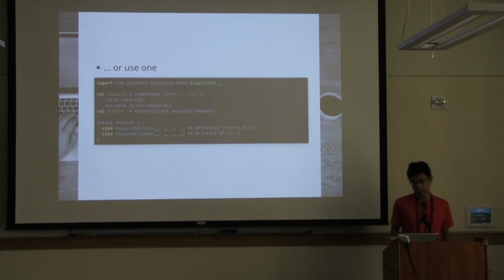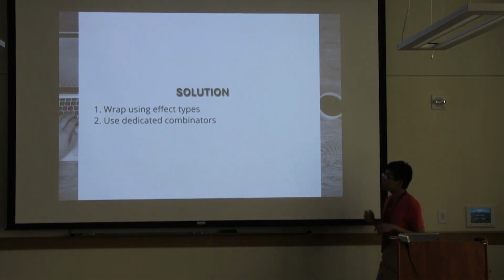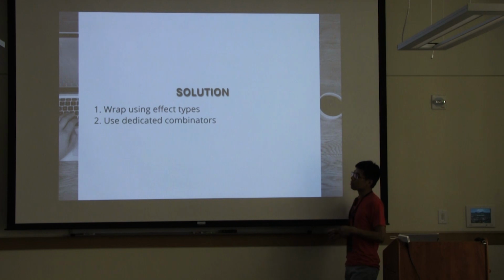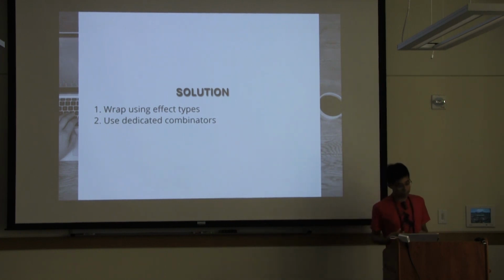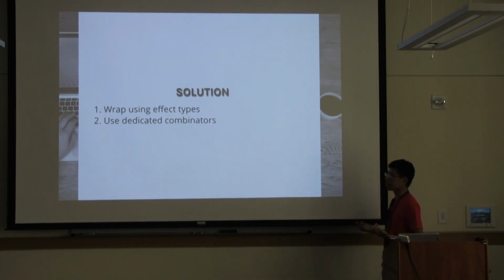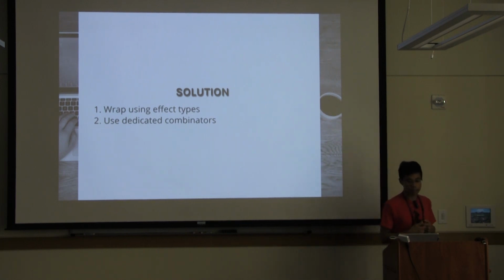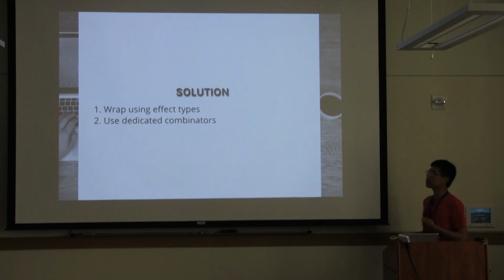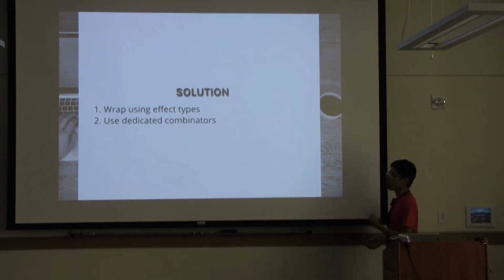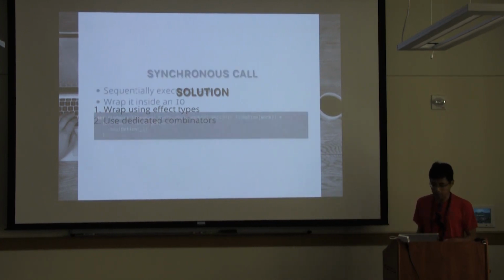So how can we handle those? Well, handling those is a two-step solution. The first step you have already seen. You just wrap your impure code inside effect types, and then, depending on the case, you are going to need to use dedicated combinators for each use case. What use cases? Let's see some of those use cases.